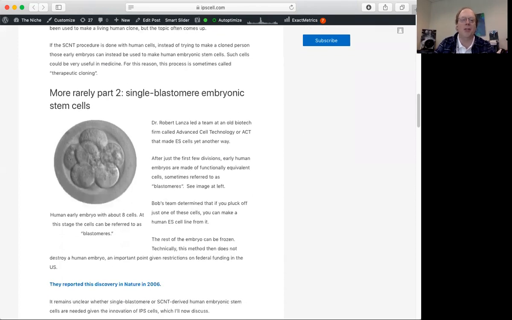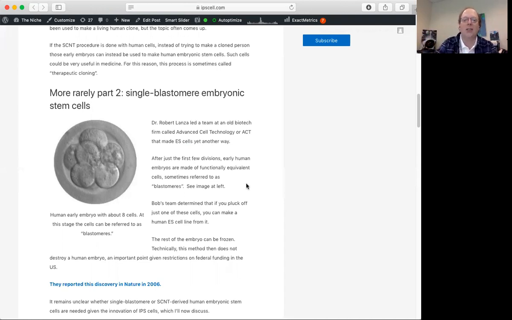The more rarely used part two, the other kind of way you can make embryonic stem cells without using up an embryo that comes from IVF, is using an earlier stage embryo. So instead of that blastocyst stage embryo we're talking about, which in humans has about 100 cells, if you use an even earlier embryo, like this is an actual picture of a human embryo that has about 8 cells, you can actually pluck off one of these cells and use just one cell, and that cell is sometimes called a blastomere.